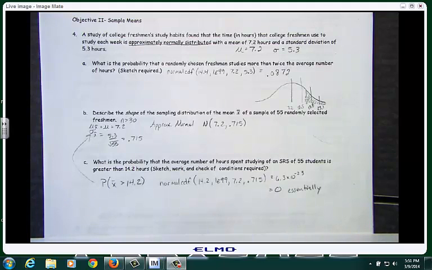Using this to answer our question in part C, what is the probability that the hours studying are greater than 14.2? The probability of x bar being greater than 14.2. I input into normal CDF a lower bound of 14.2, upper bound of infinity, mean is 7.2, and our sample standard deviation is 0.715, and it comes out to be 6.3 times 10 to the negative 23rd, which is essentially 0.